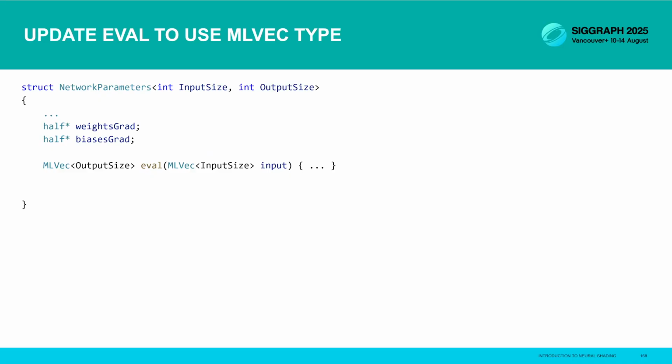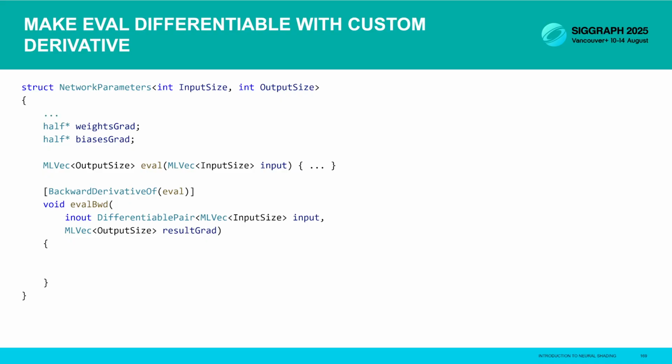With the wrapper defined, we can simply change our signature from coop vec to MLVec. Now, let's make the eval function differentiable by providing a custom derivative function. By Slang's autodiff rules, the backward gradient propagation function of eval should take a differential pair of MLVec as the first parameter, and a result grad parameter representing the gradient for the output that needs to be propagated backwards.